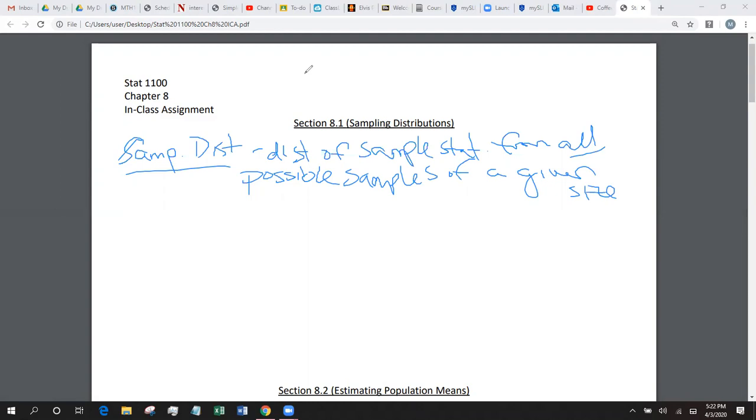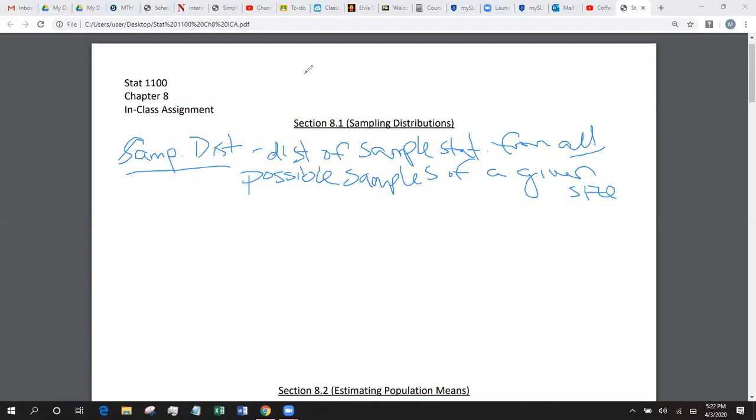And there's two different things that we're going to be working with in this chapter. We're going to talk about the distribution of sample means. So our sample statistic there will be the mean of each possible sample. And then we'll also look at the proportion. So that one's going to be the proportion of a sample that has a certain characteristic. So we can write that as a fraction, or we can write it as a percentage.